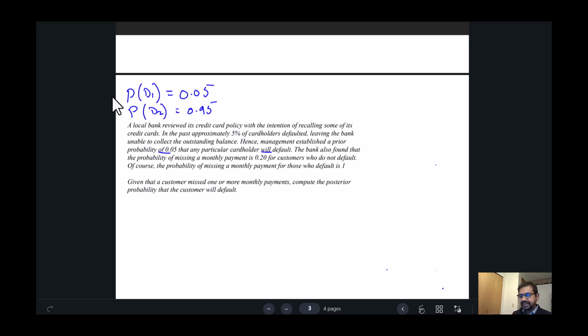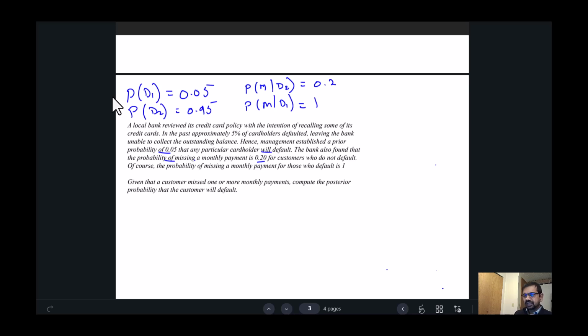But they have also done some research and they have been able to figure out the behavior of missing a payment and defaulting. So let's say that the bank has found that the probability of missing a payment is 0.2 for customers who do not default. So let M be the event of missing a payment. So somebody who has missed a payment conditional on not having defaulted is 0.2. But a payment could also be missed by someone who defaults. In fact, the probability of missing a payment conditional on default is 1, because if somebody has defaulted, that means that they have missed the payment.